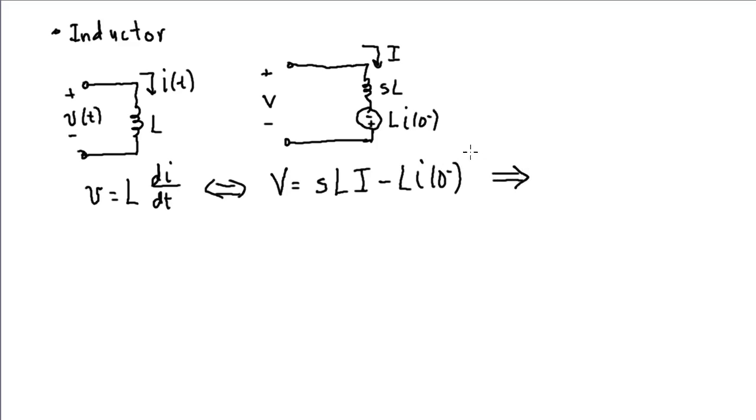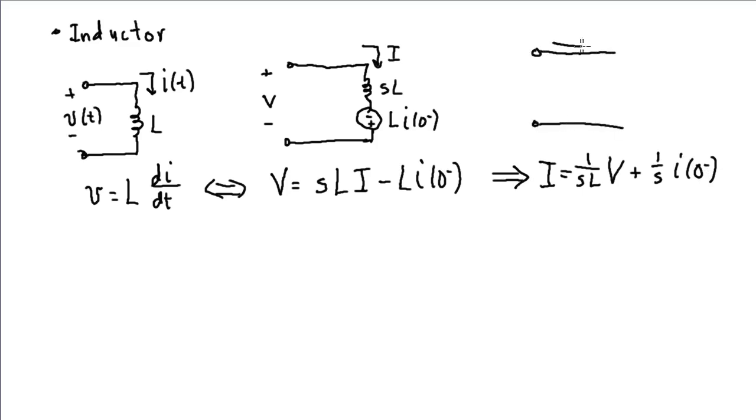It would actually be just a source transform here, or coming up with the Norton equivalent of this Thevenin equivalent. But algebraically, we can solve for I from this equation, and I would be equal to 1 over sL times V plus 1 over s times i(0−). And so now trying to model this expression for the current I and the voltage V.